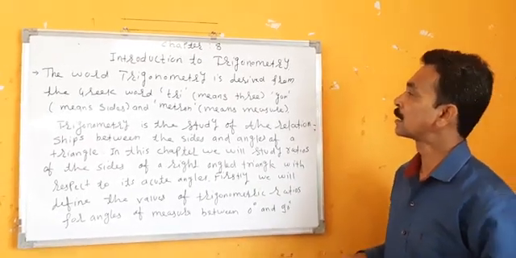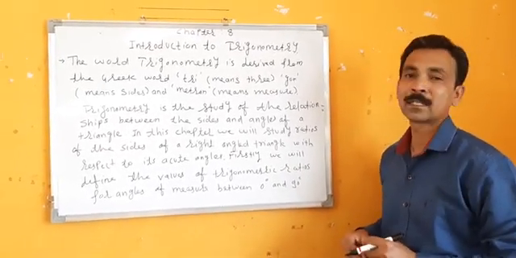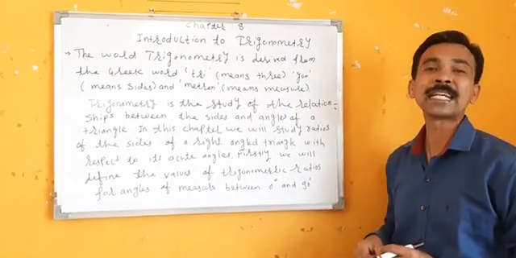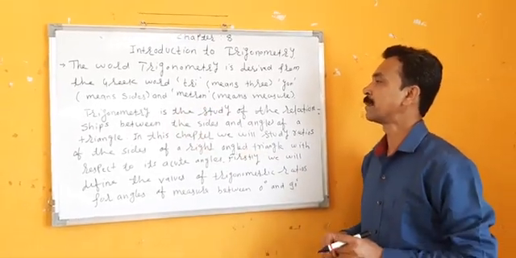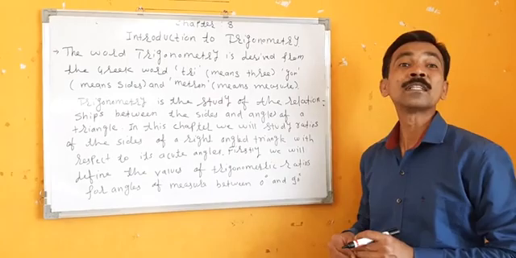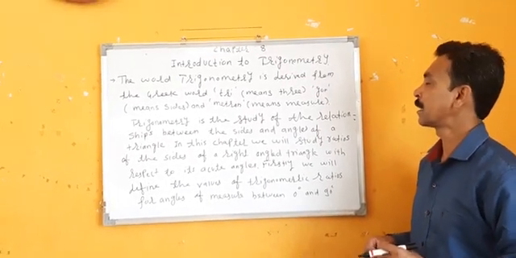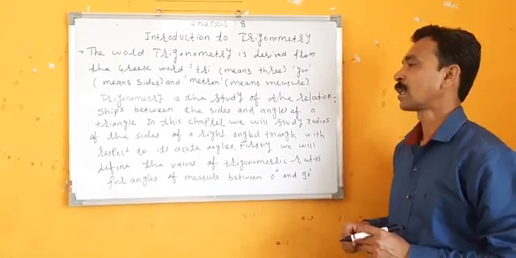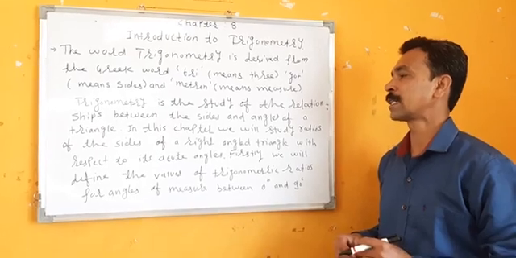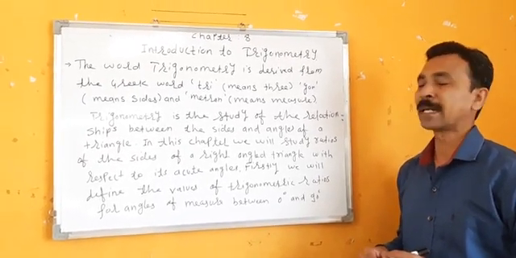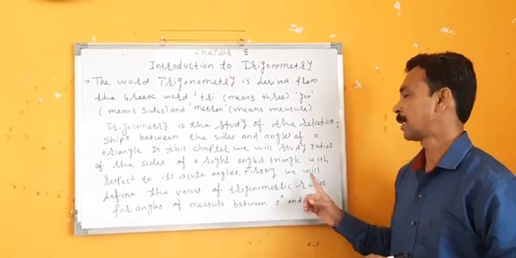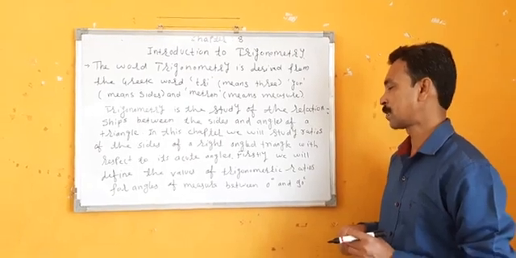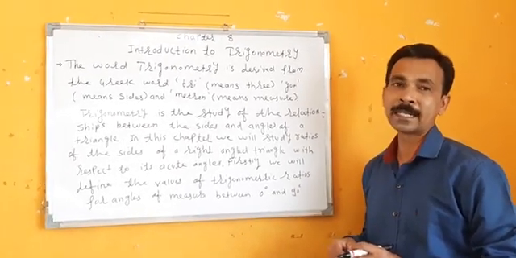The word trigonometry is derived from the Greek word tri. Tri means three, gon means sides, and metron means measure of three sides. Trigonometry is the study of the relationship between the sides and angles of a triangle. In this chapter, we will study ratios of the sides of a right triangle with respect to its acute angle. Firstly, we will define the values of trigonometric ratios for angles of measures between 0 and 90.